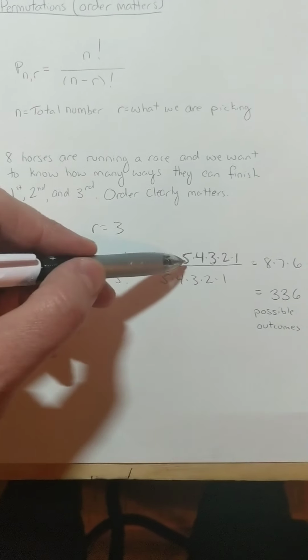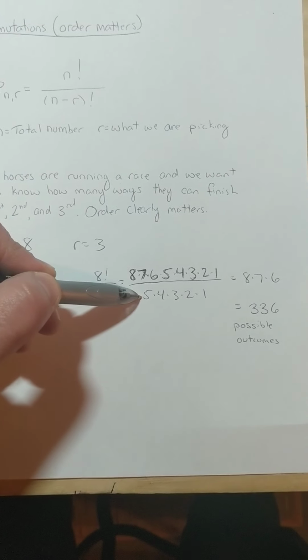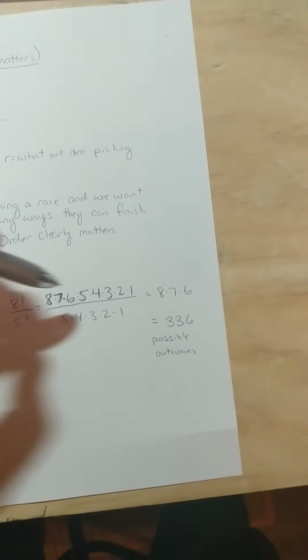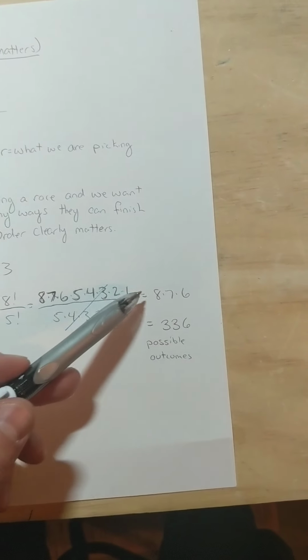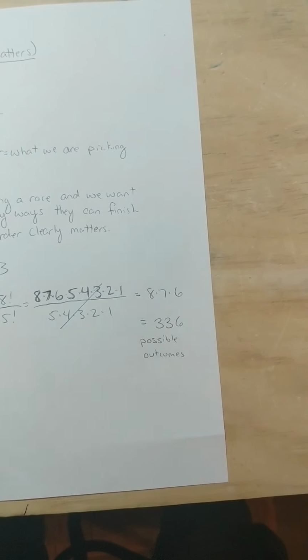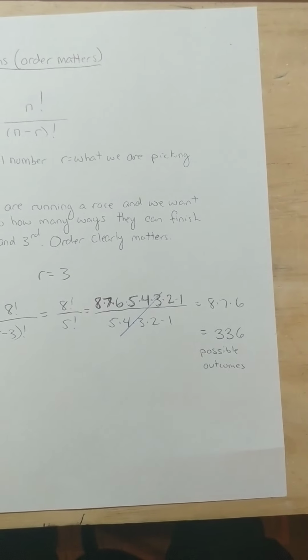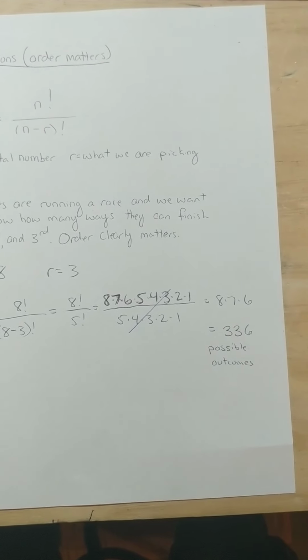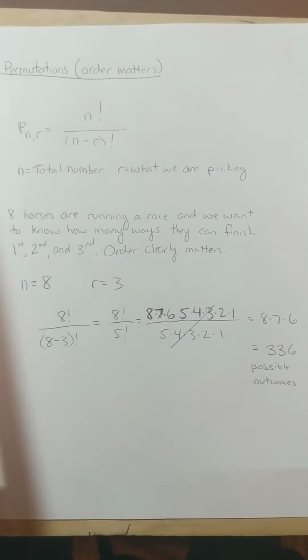Now what I notice is I have 5 times 4 times 3 times 2 times 1 in both places, so I'm just going to go ahead and cross those out. What I'm left with is 8 times 7 times 6, which is 336. So there are 336 different ways that these 8 horses could finish this race, finishing first, second, and third.